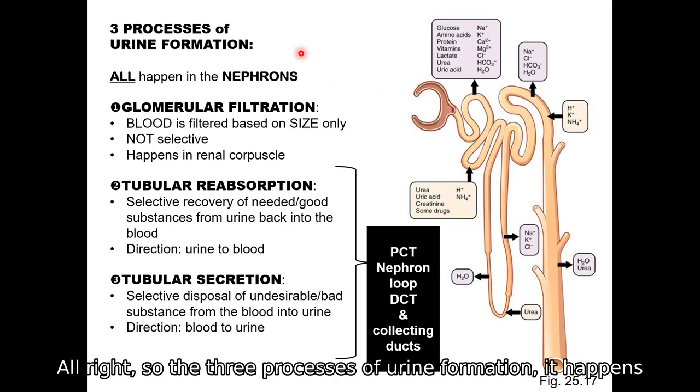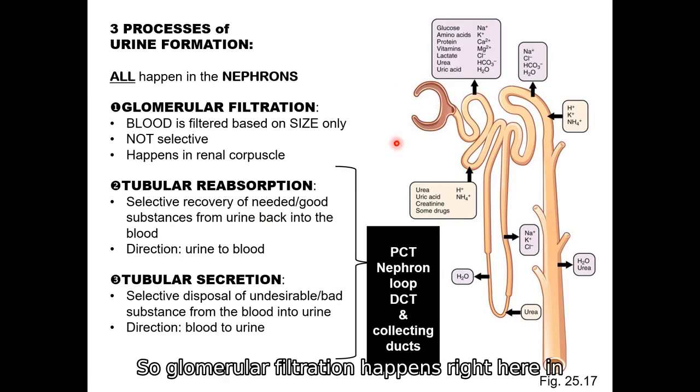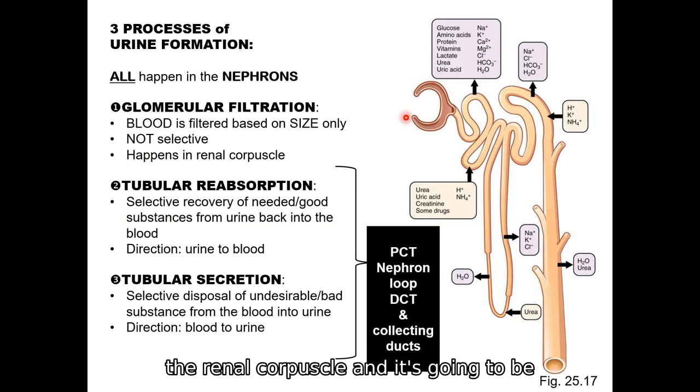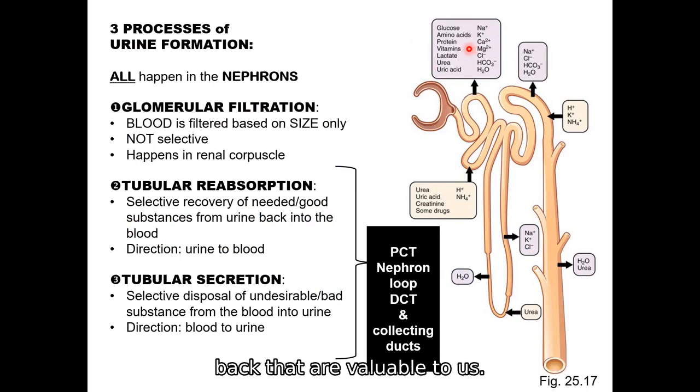All right, so the three processes of urine formation happen in the nephrons. And this is also a nice picture. So glomerular filtration happens right here in the renal corpuscle, and it's going to be based on size. It's not selective. So then what we need to do is regain all the things back that are valuable to us: nutrients, vitamins, and ions.